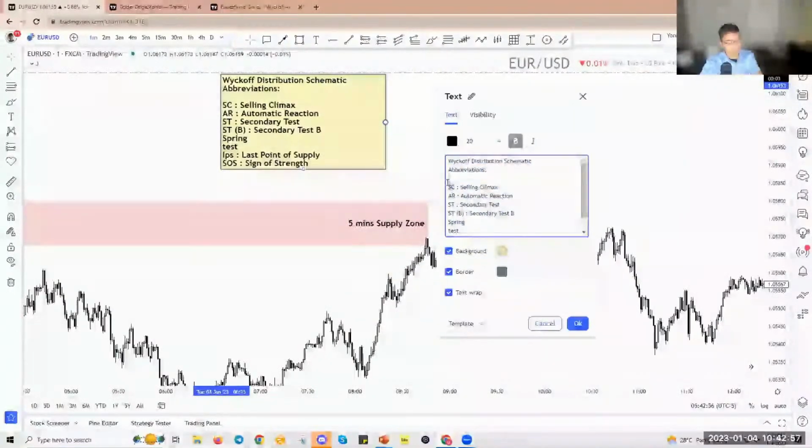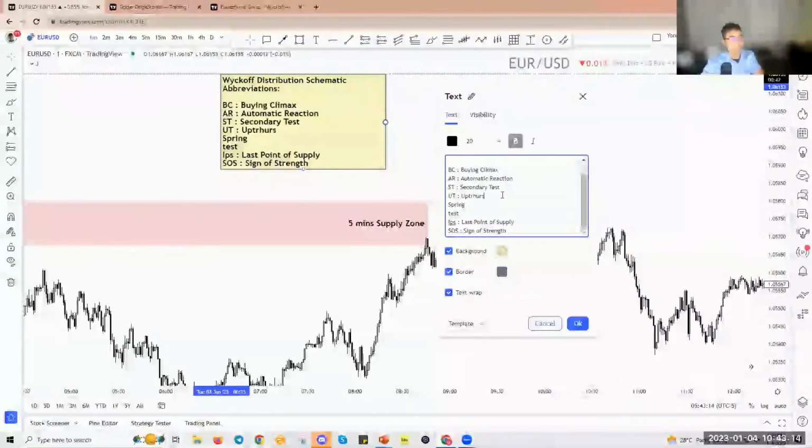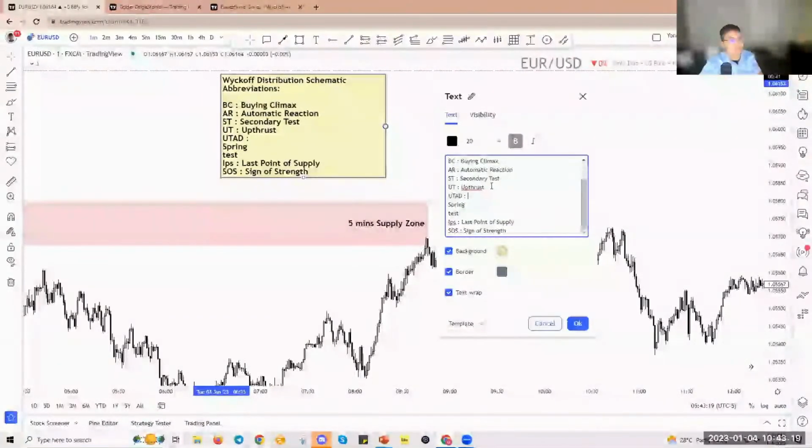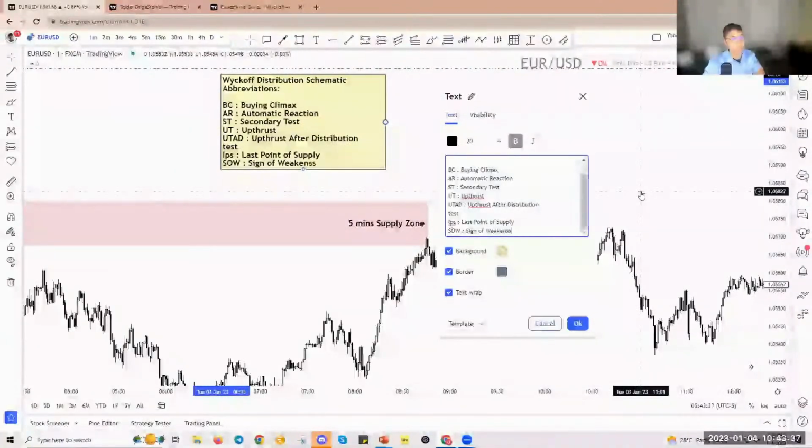distribution. So instead of SC, we have BC. What is BC? It means buying climax. Same thing, we have automatic reaction, secondary test, but we do not have a secondary test B. We have a UT. So UT is called the upthrust. And next we have the UTAD. UTAD is called the upthrust after distribution. Next we have the test, and then the last point of supply. And instead of SOS, we have the SOW, sign of weakness.